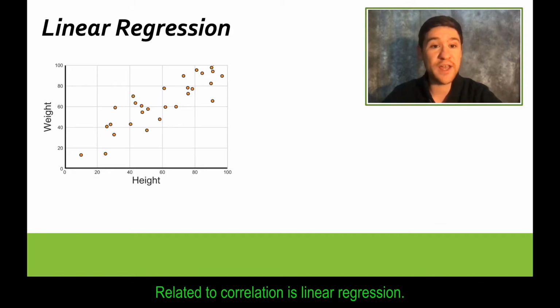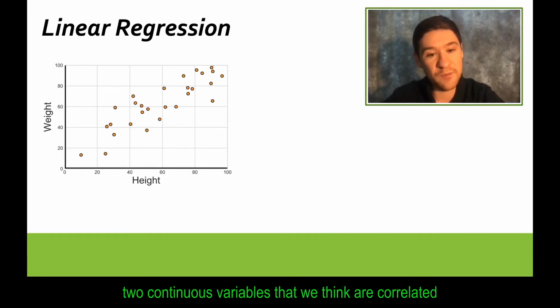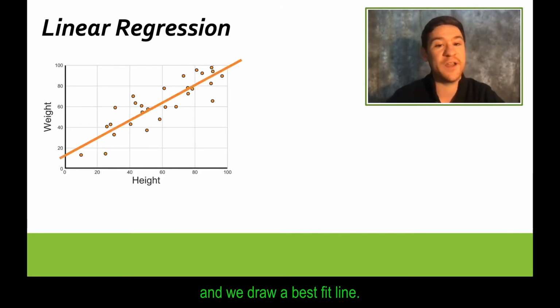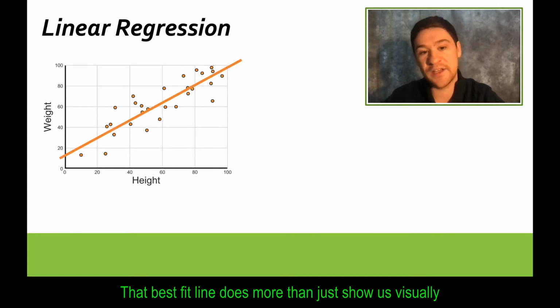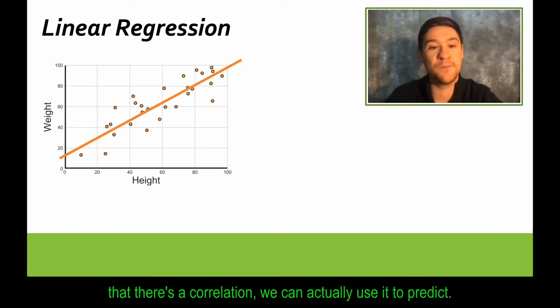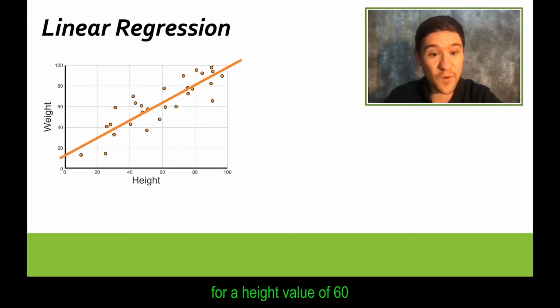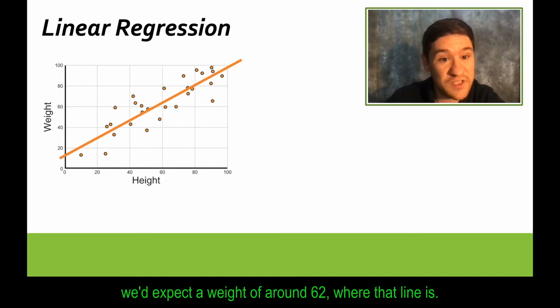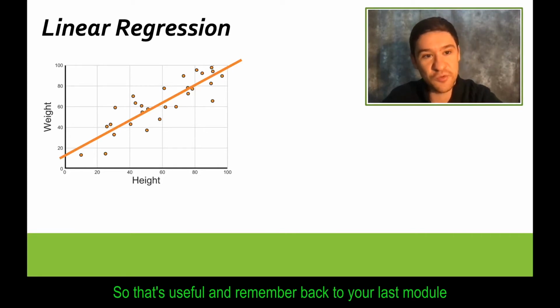Related to correlation is linear regression. So linear regression is when we have two continuous variables that we think are correlated, and we draw a best fit line. That best fit line does more than just show us visually that there's a correlation. We can actually use it to predict. So there we can say, well, for a height value of 60, we'd expect a weight of around 62, where that line is. So that's useful.